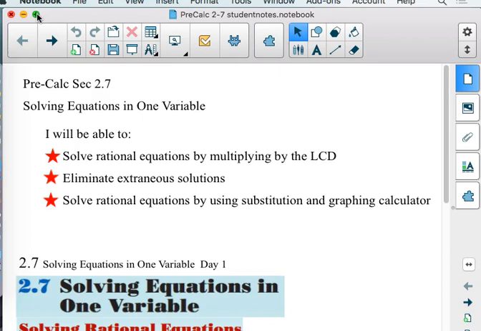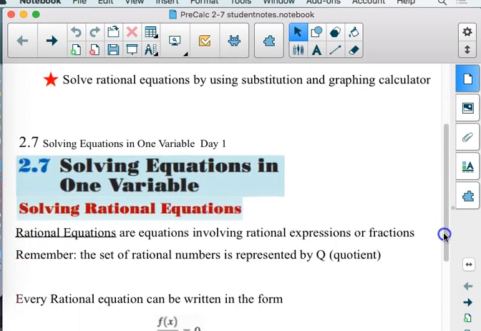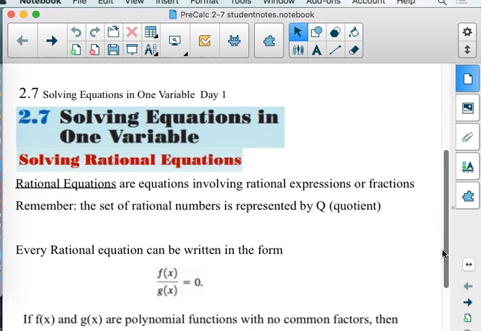So top two objectives are really what we're going to hit pretty hard today. 2.7, solving equations in one variable. And it says solving rational equations, which fits right in with what we're doing. Rational equations are equations involving rational expressions or fractions. Remember, the set of rational numbers is represented by Q, quotient. Not going to need that a whole lot, but we need to know, hey, this has division taking place.